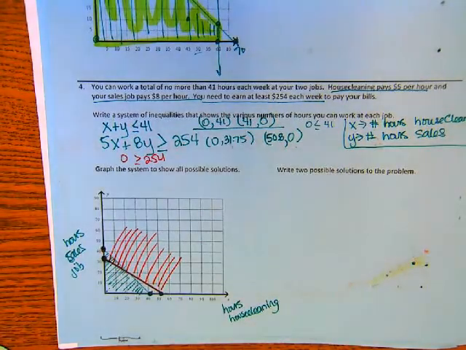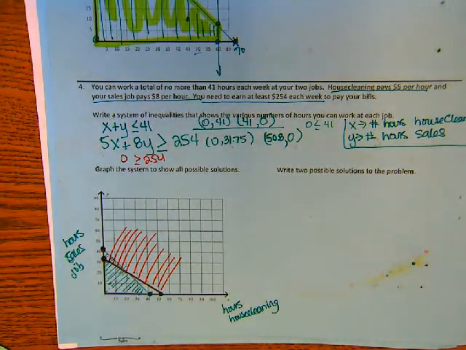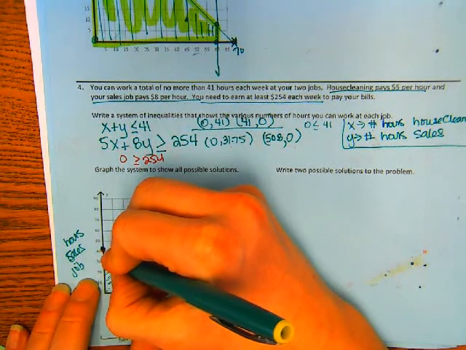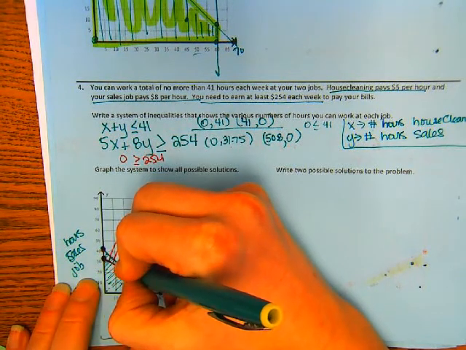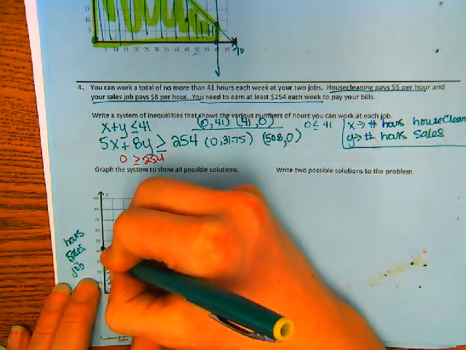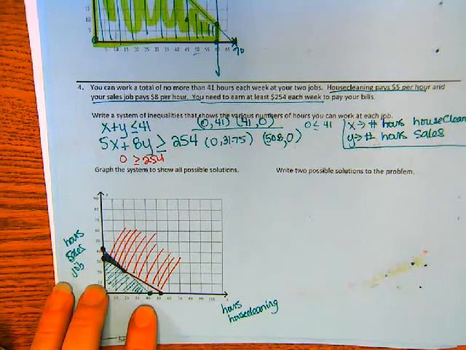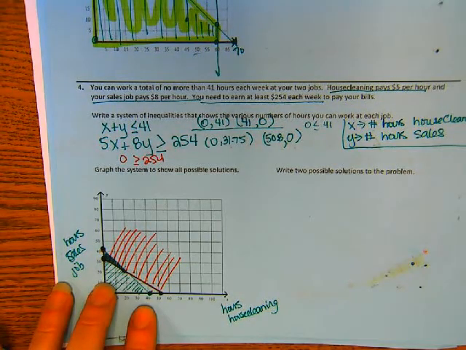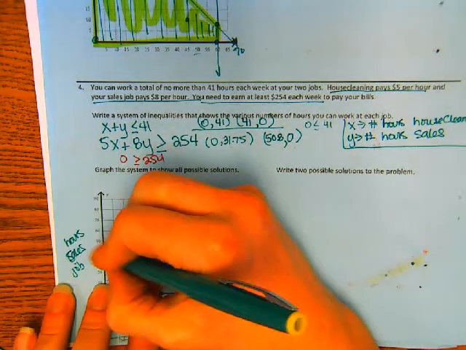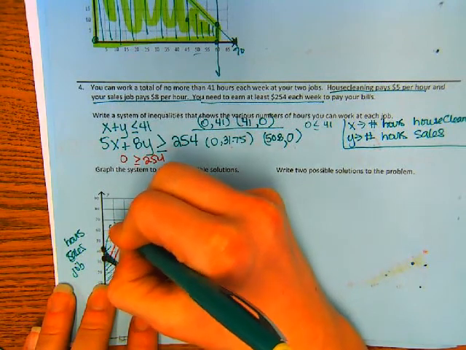And hopefully what you see is there's a tiny little bit of overlap. And that tiny little bit of overlap is right in here. I'm going to make it darker. That is where we have above that second line and below the first line. That would be our solution.